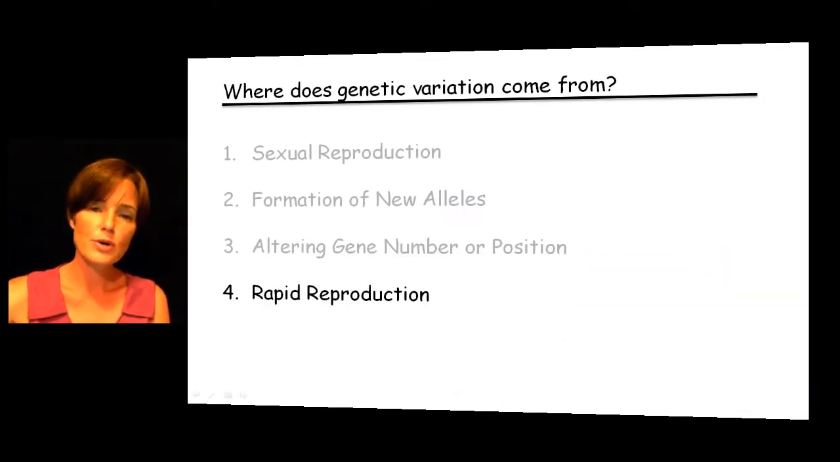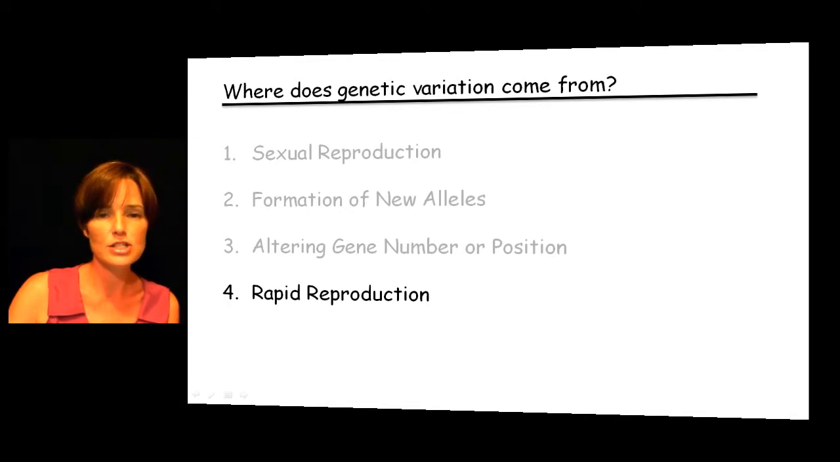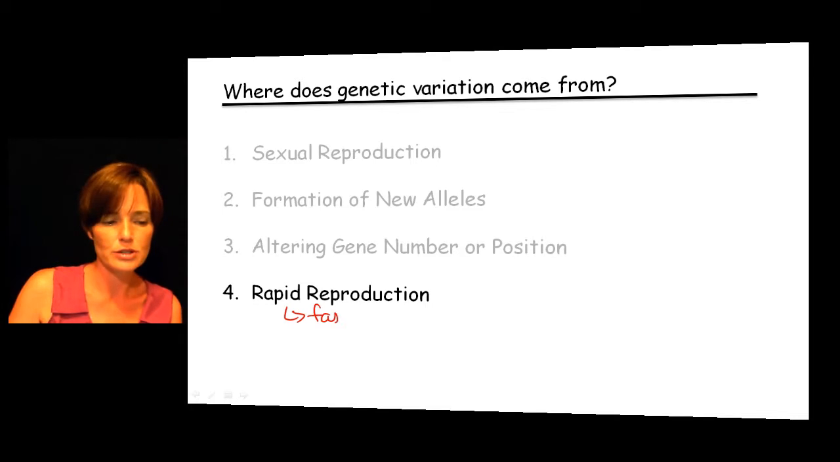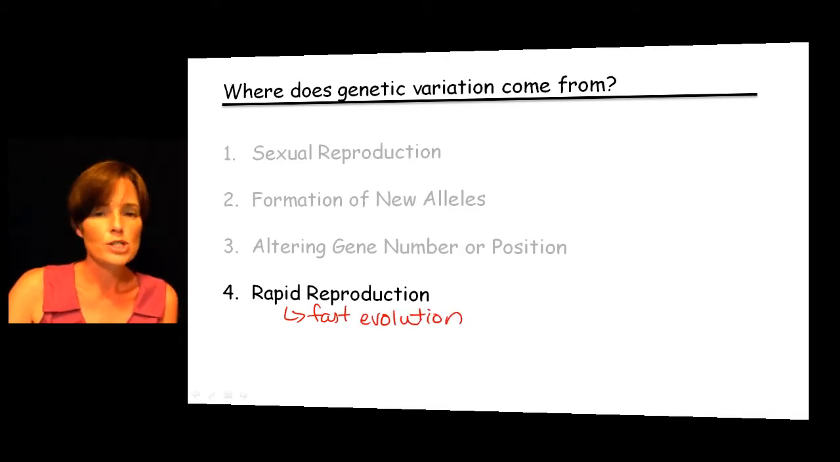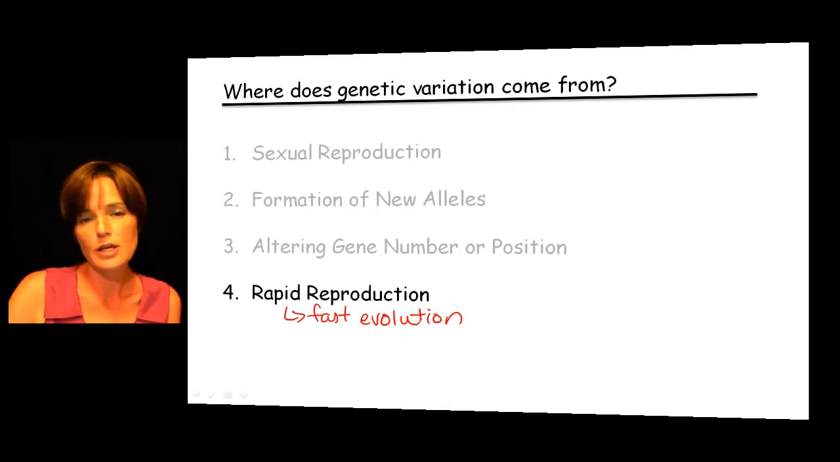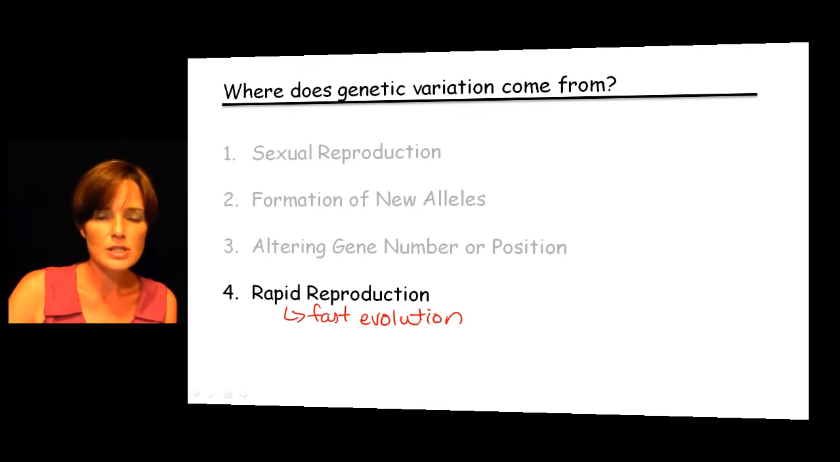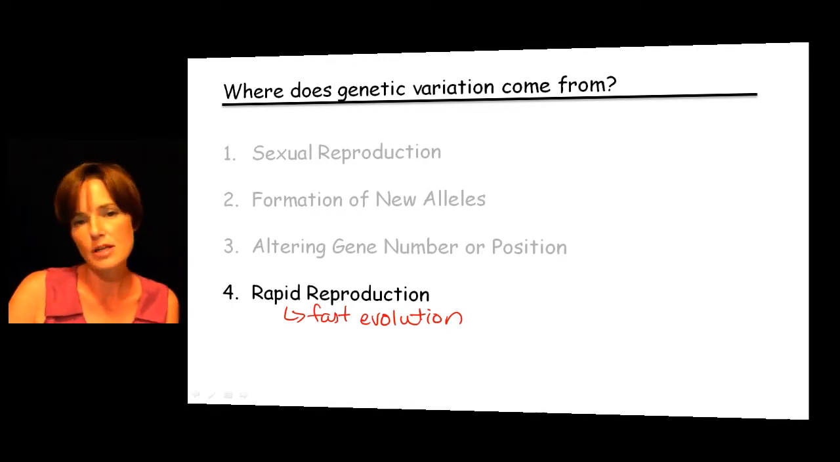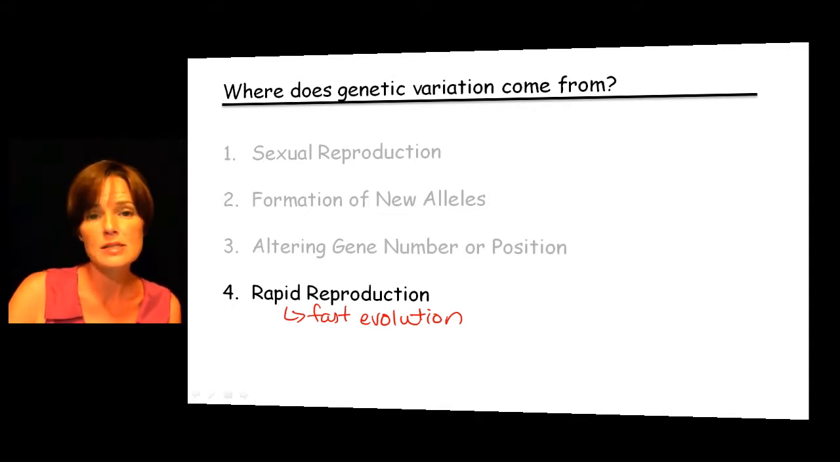And the last place we're going to get a lot of genetic variation is from rapid reproduction. Rapid reproduction is going to lead to fast evolution, because of more generations. If we're talking about generation time in humans, we're looking at 15 to 20 years, really. If you're talking about some animals, it may be 6 months or a year. If we're talking about things like bacteria, we're talking about maybe 20 minutes.